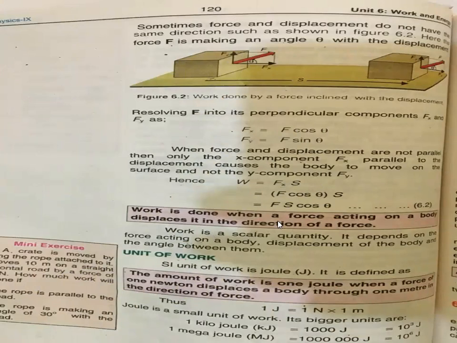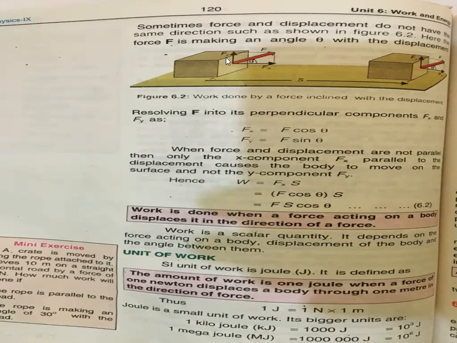So work is done when a force acting on a body displaces it in the direction of force. You need to memorize this definition, the pink color definition. If they ask you what is work, then you will have to answer this: work is done when a force acting on a body displaces it in the direction of force.